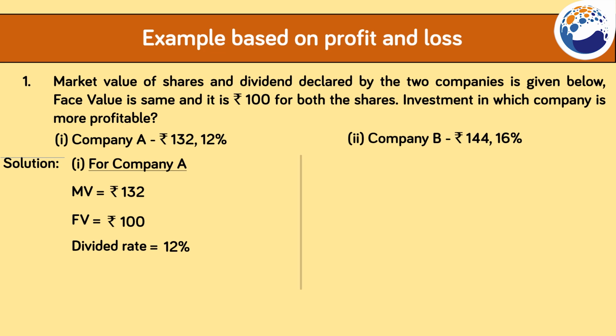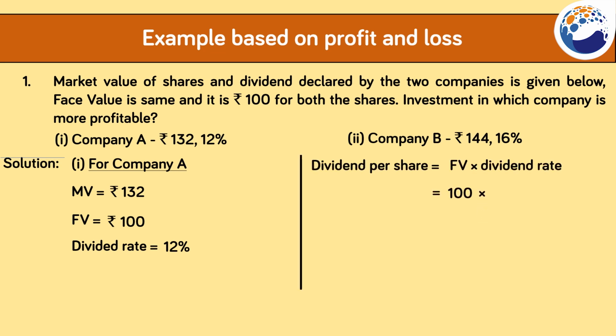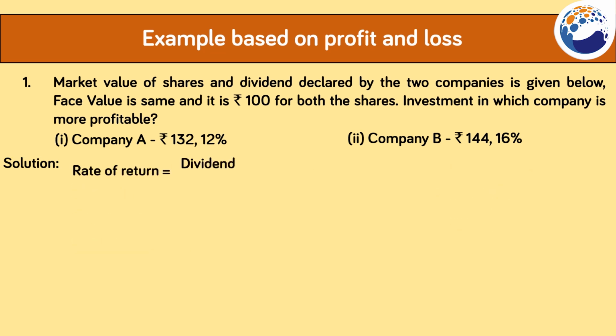12%. Dividend per share is equal to FV into dividend rate is equal to 100 into 12% is equal to 100 into 12 upon 100 is equal to rupees 12. Rate of return is equal to dividend upon MV into 100 is equal to 12 upon 132 into 100, which is equal to 100 upon 11, that is 9.09%.